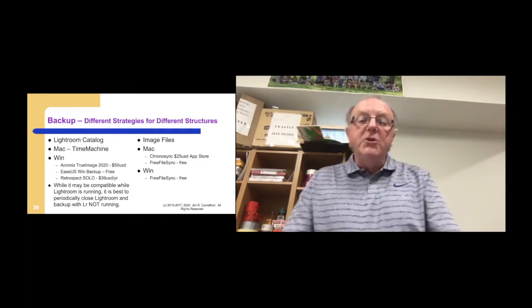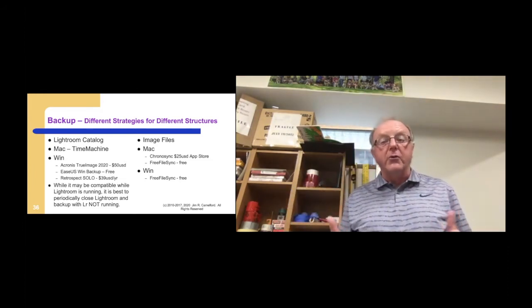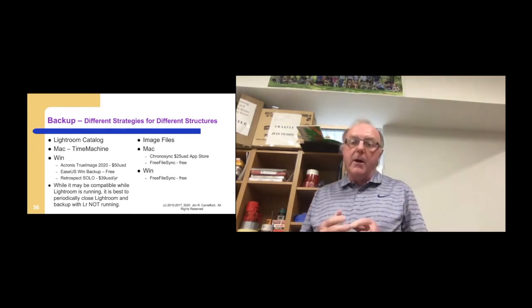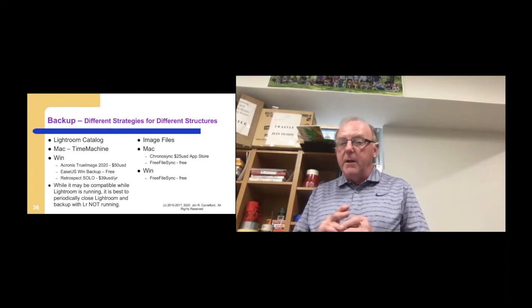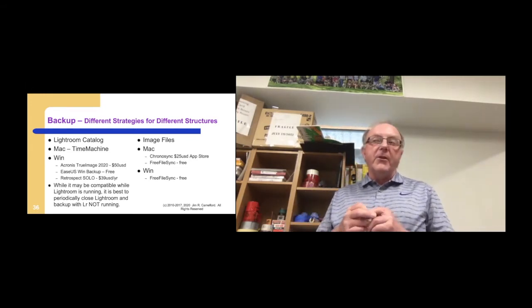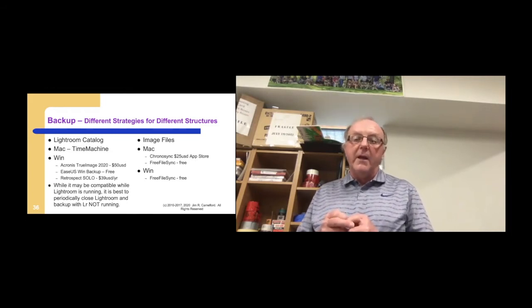Okay, to do the image files, which is your folder structure on your external hard drive, we have 2 options. On the Mac, we have a program called ChronoSync, which is available for about $25 from the US App Store. That's highly recommended. Today, I'm going to show that to you, but you also have the free option, which is FreeFileSync. And FreeFileSync is kind of fun because the same piece of software runs on both Windows and Mac.